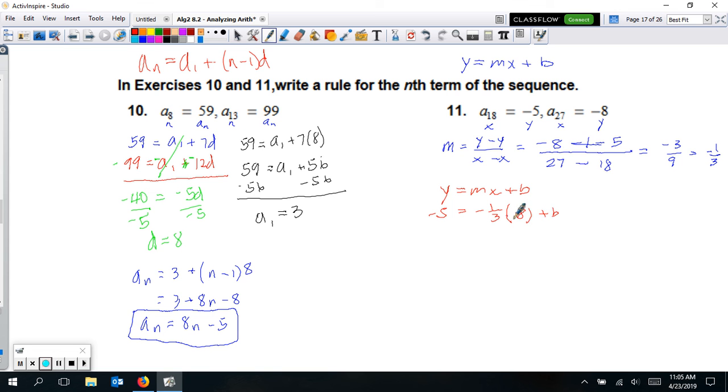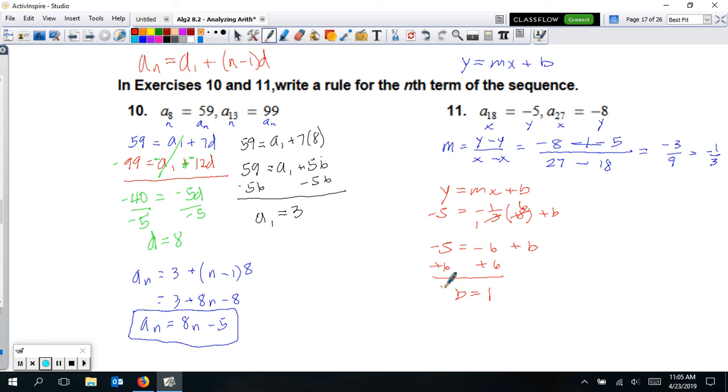Now 3 and 18 can cross cancel. That can become a 1, 18 can become a 6. So we're going to see negative 5 is equal to basically negative 6 plus b. And now I just got to add 6 to both sides. And so that's going to give me b is equal to positive 1. So b is equal to positive 1.